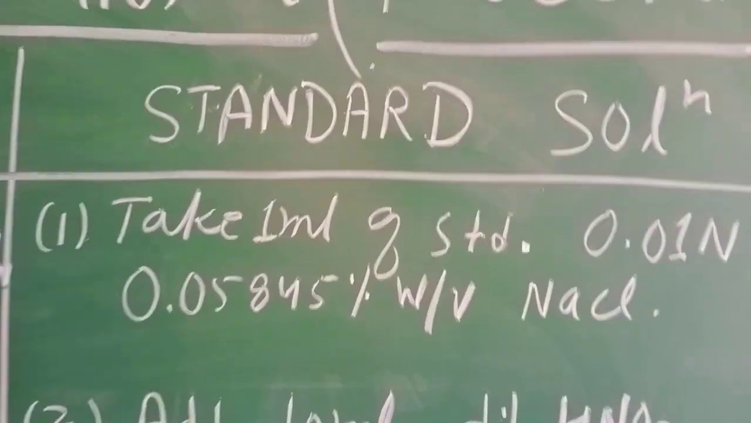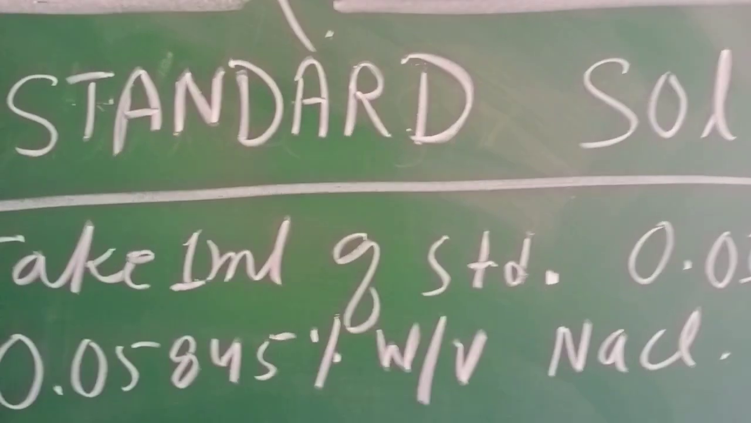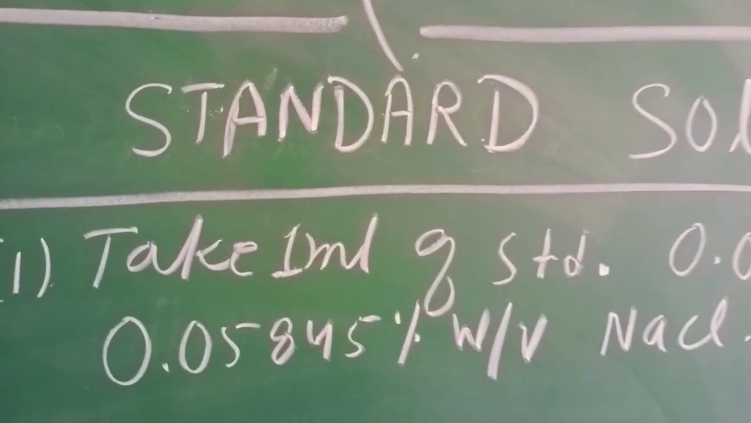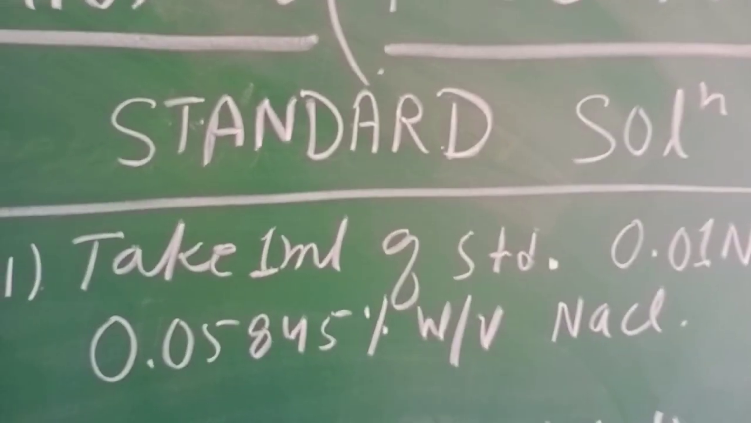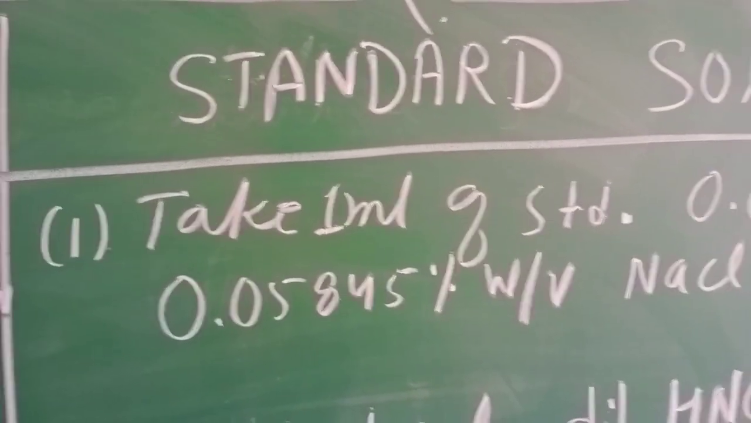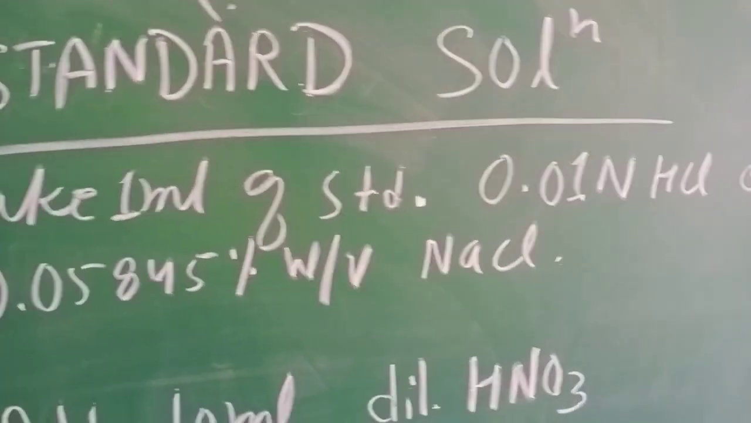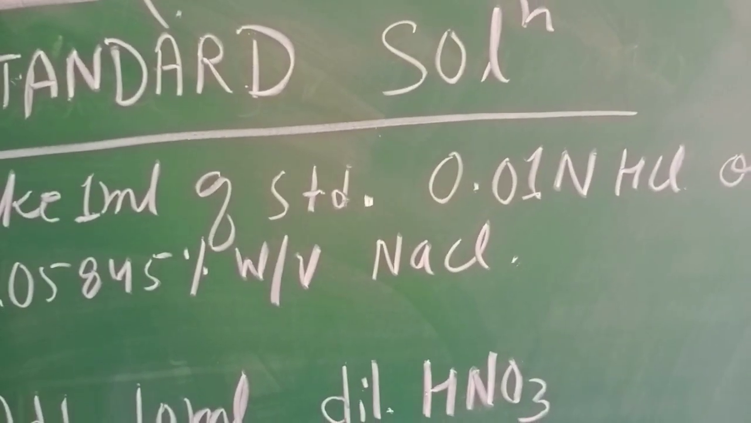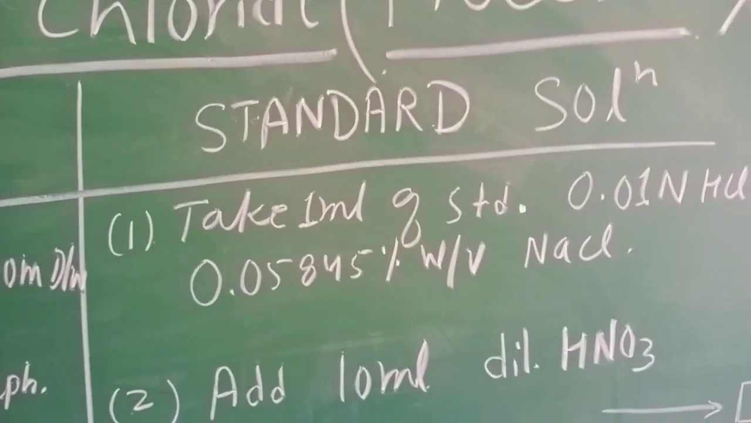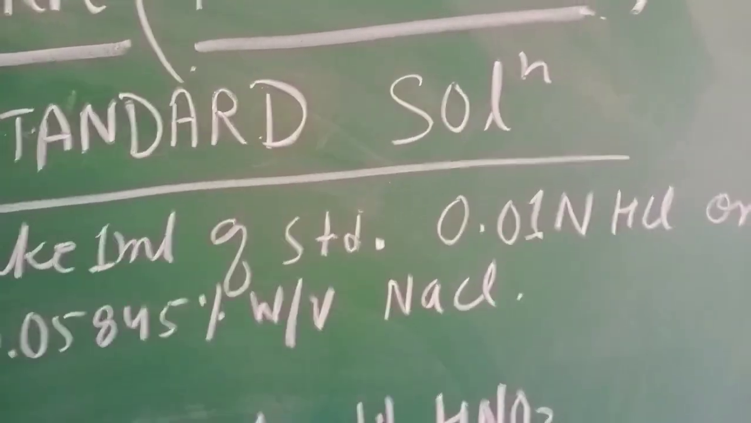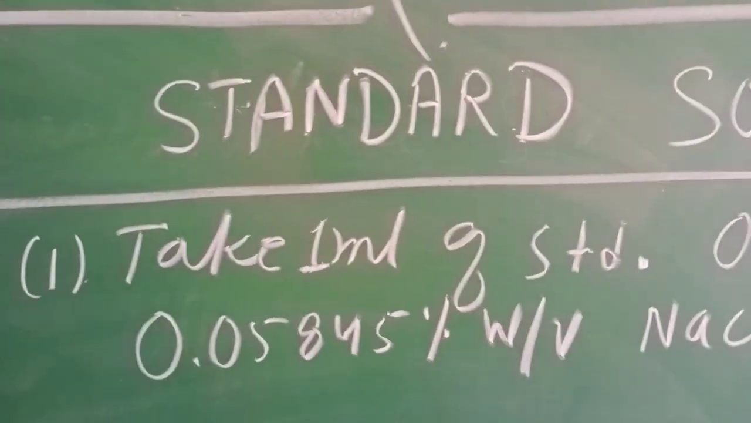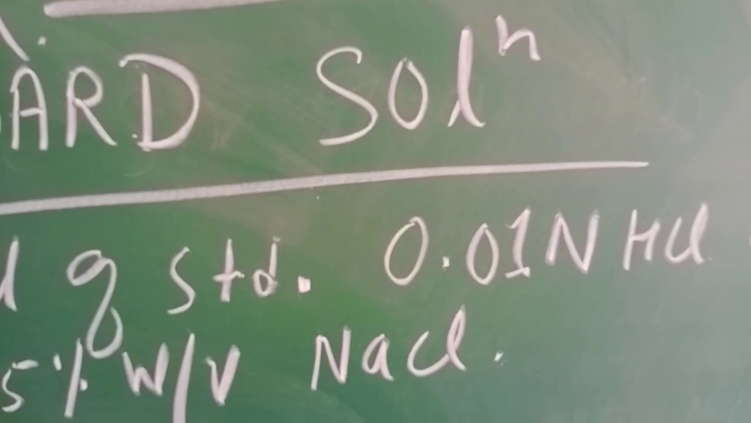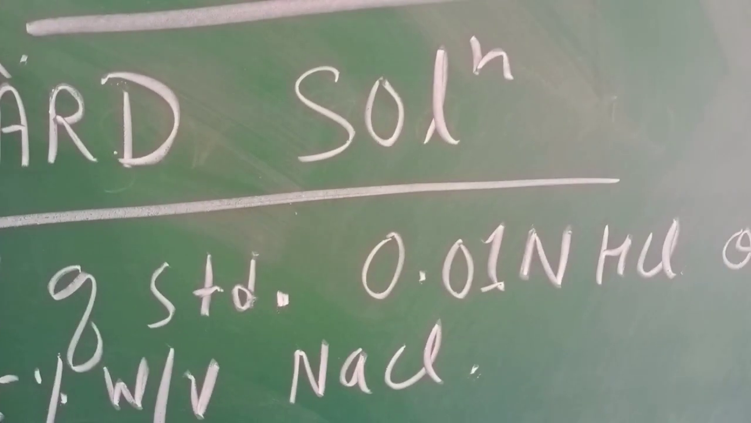In order to prepare a standard solution, we can take either sodium chloride or hydrochloric acid. If we are taking hydrochloric acid as the standard, then we have to use 1 ml of 0.01 N hydrochloric acid.